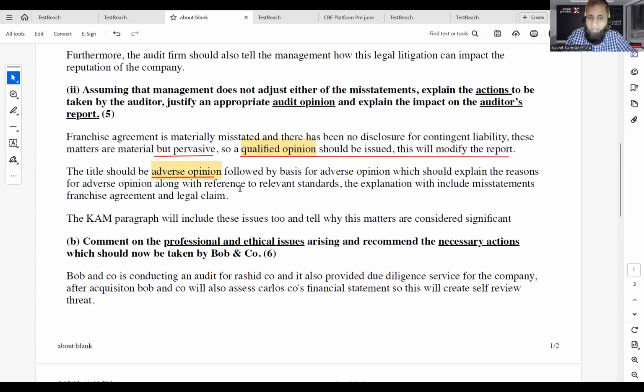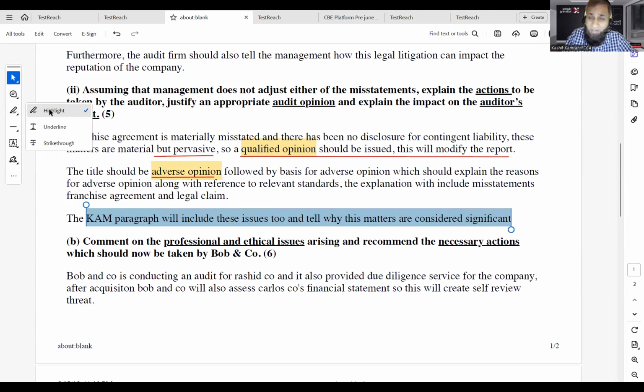Interesting. And then the worst, the CAM paragraph will include these issues to tell why this matter was considered significant. Does a CAM paragraph tell about misstatements, something not recorded, something not recognized, something not disclosed? Is that the purpose of a CAM paragraph? Despite the fact the examining team was telling you not to write about CAM.